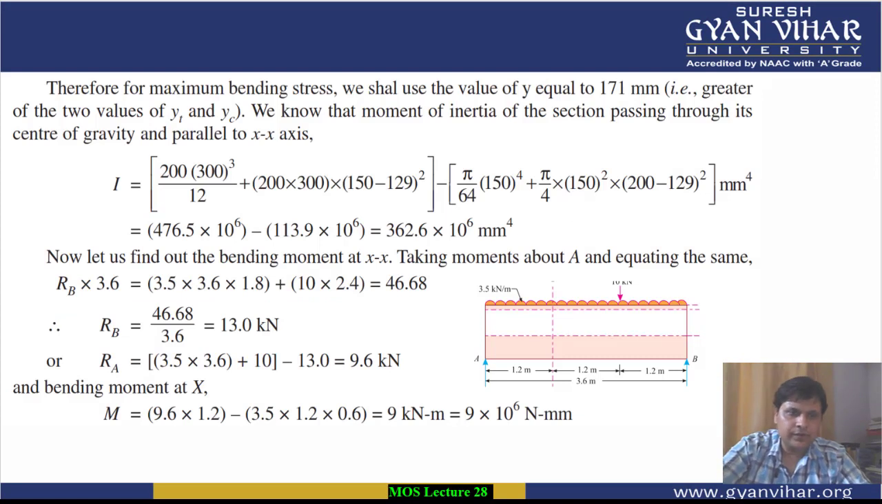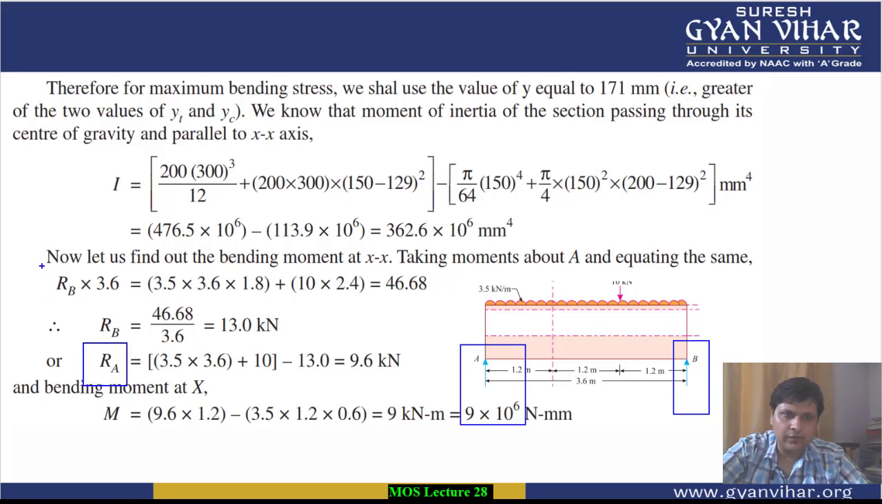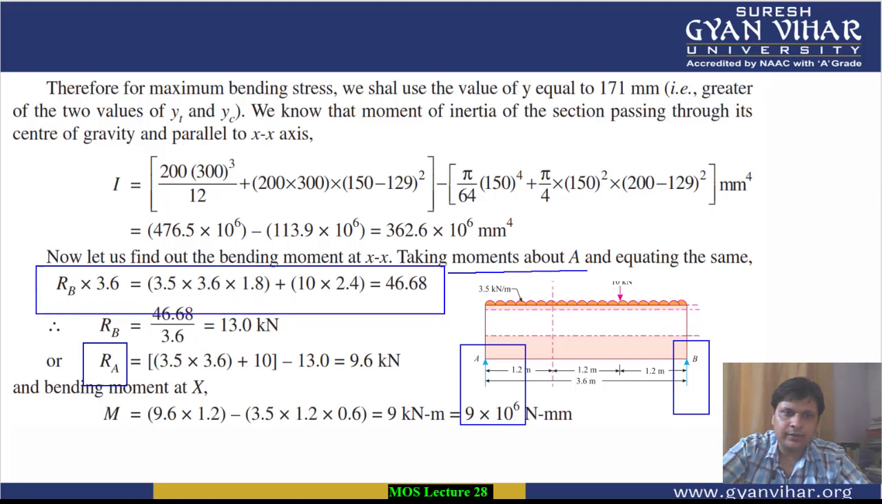So as you can see, first support reactions RA and RB are needed. This can be calculated, as I have already told you how to calculate. First of all, we find the moment about the point A. This will give us the value of RB, the support reaction at B. Then using the equilibrium condition that the summation of all the vertical forces should be equal to 0, this will give us the value of RA. RA and RB both are calculated.